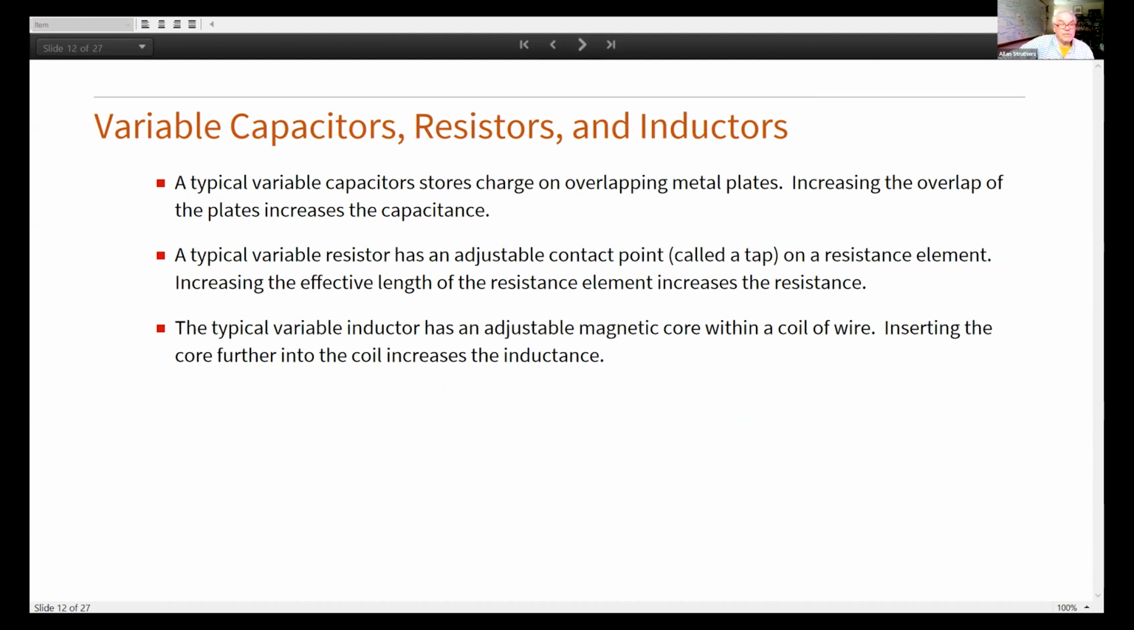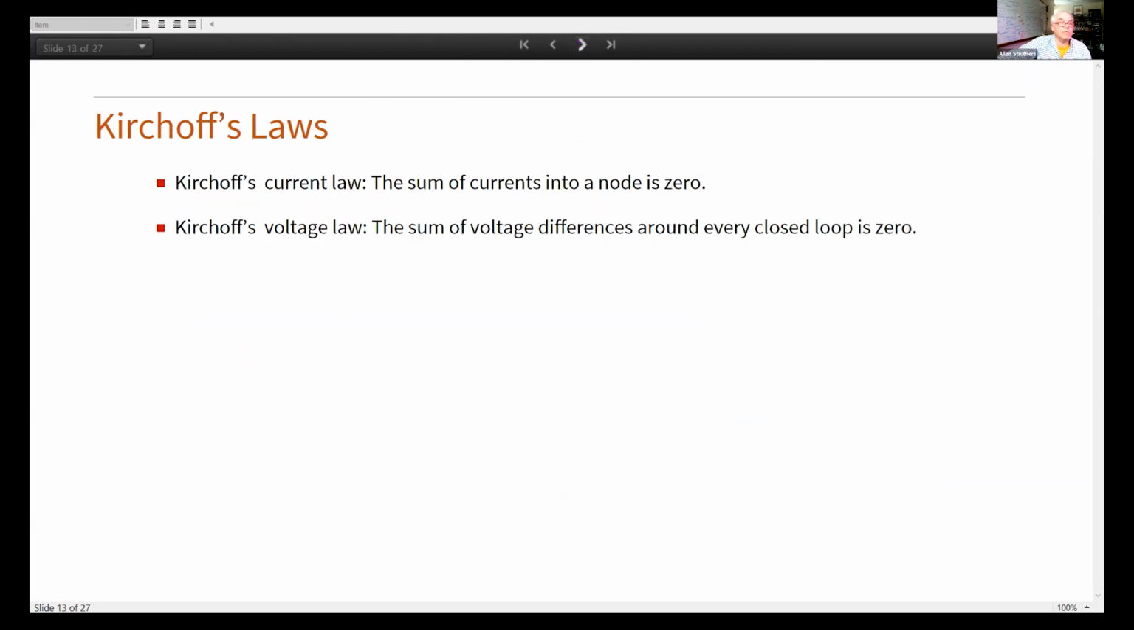So variable capacitors can change their charge by turning a dial. Variable resistors change the resistance by turning a screw. And also there are variable inductors, and they all work pretty much the way that they get described.